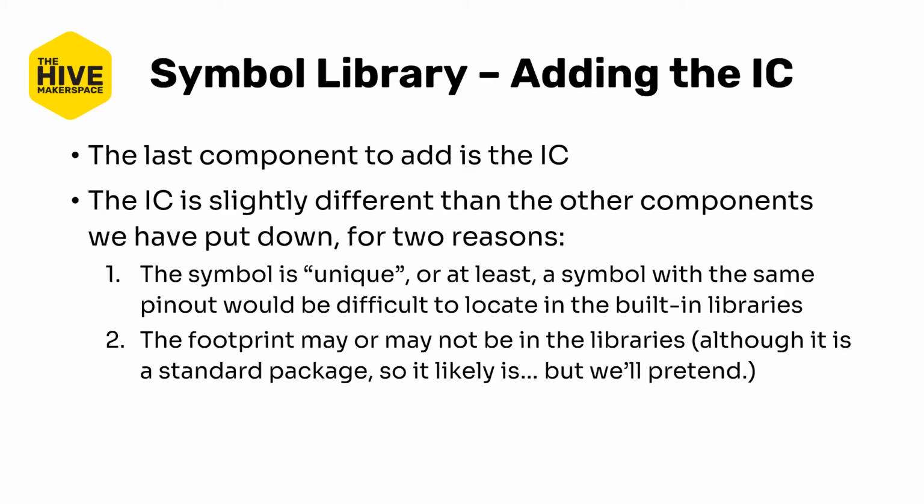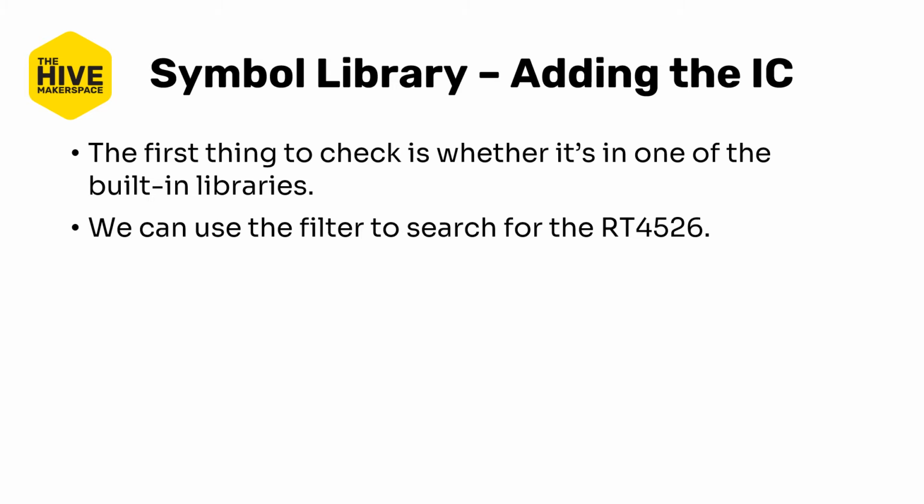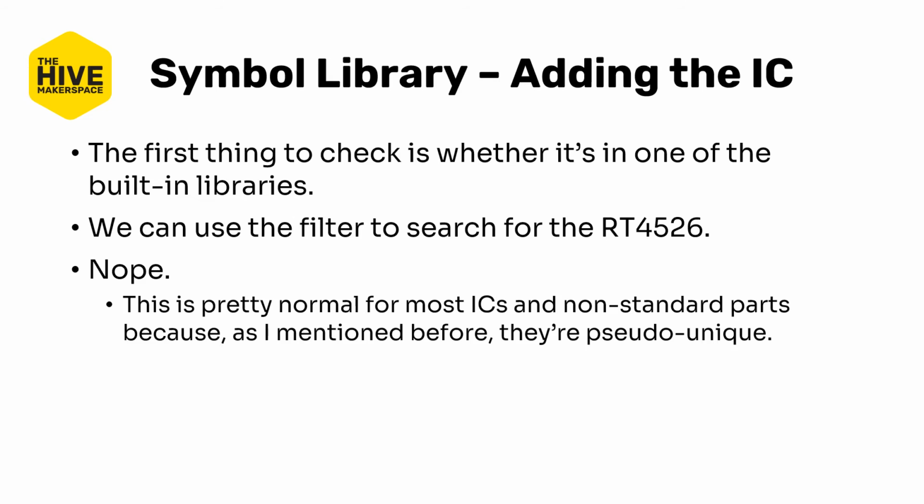And the footprint also may or may not be in the libraries. It's a standard package, so probably it is, but we don't really know that at this point, right? So the first thing to check is if it is in one of these built-in libraries. We're only looking at the symbol right now, but let's say it is. That would be great, right? We can use the filter at the top left to search for the RT4526, which is the part that we're looking for, but you'd find that it was not.